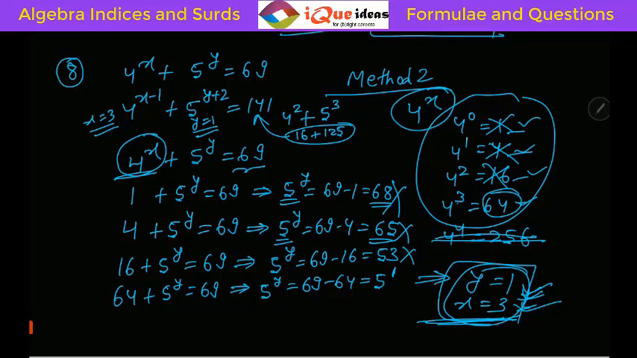Let me put it this way. If I use only the second equation, then what happens? I'll write the second equation here, 4 raised to x minus 1 plus 5 raised to y plus 2, that is equal to 141. Okay. Now here I'll use the powers of 5. Let's see how it works.